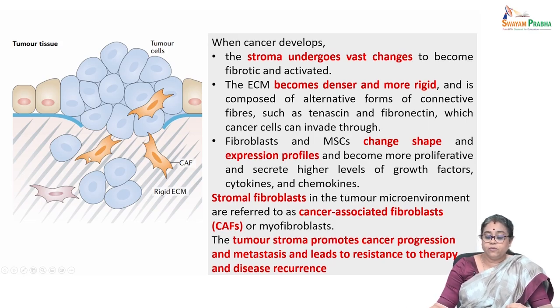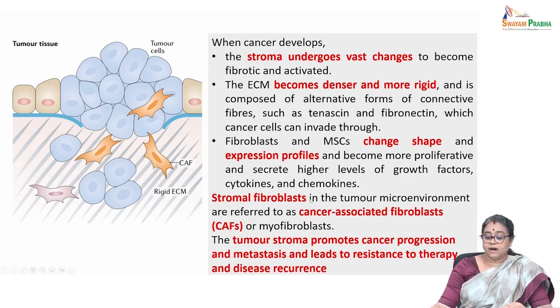The fibroblasts and the mesenchymal stromal cells will change their shape, and they will also change their expression profiles in a way that they become more proliferative, and they secrete higher levels of growth factors like cytokines and chemokines. So you see that the fibroblasts and the mesenchymal stromal cells are undergoing a lot of changes to support malignancy when the malignancy actually starts.